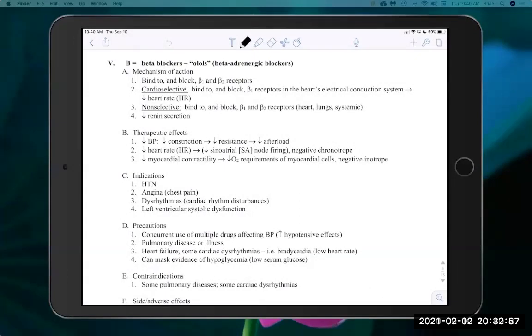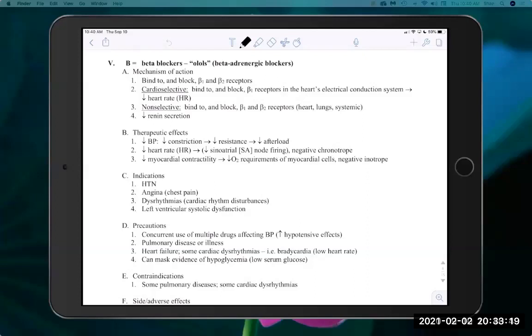Adrenaline or epinephrine, norepinephrine. So beta adrenergic blocker: it's blocking the effects of adrenaline, or epi or norepinephrine, which is going to stimulate some cardiac activity. But we're blocking that. So, mechanism of action: it binds to and blocks beta 1.